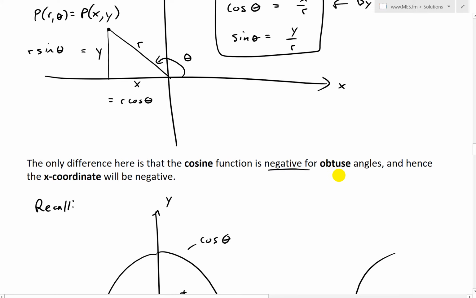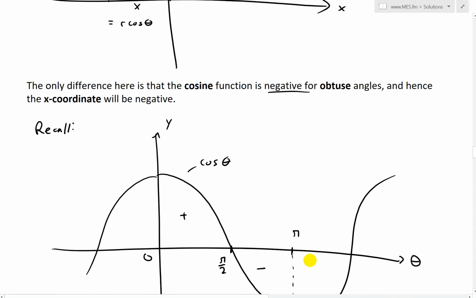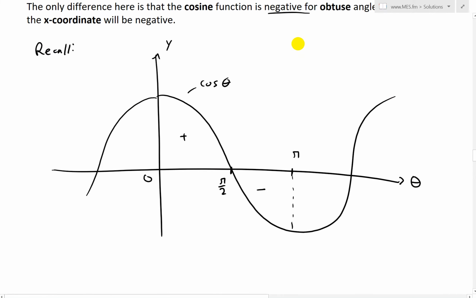But for sine, if you graph it out, you'll see that it's positive still. And then past the 180 degrees or pi radians, it becomes negative for y, and it goes to this negative side. Anyways, so that is all for today.